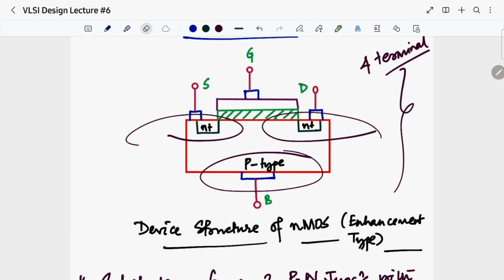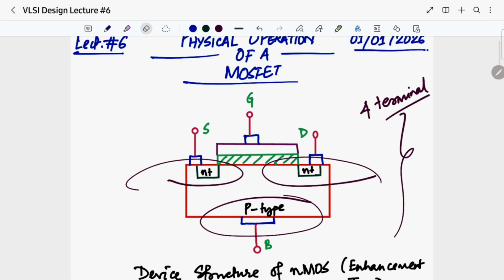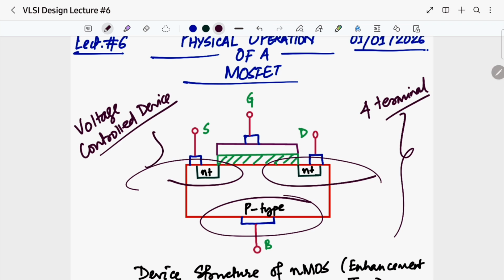Now at the beginning, when I was introducing you the MOSFET, why BJT, why not MOSFET and all those things, I had mentioned that a MOSFET is a voltage controlled device. Remember, it was one of the points. Voltage controlled device. That means the whole operation of a MOSFET will be controlled via some kind of a voltage from some of the terminals.